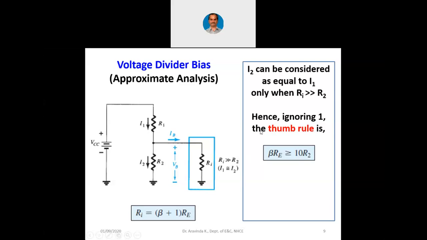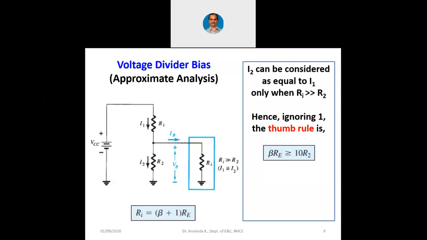So remember this: if at all we have to perform an approximate analysis for any voltage divider bias circuit, then this condition must be satisfied. Beta into Re must be greater than or equal to 10 R2. When this condition is satisfied, only then does the approximate analysis hold good. Otherwise, the circuit again depends on beta. From the beginning, I have been telling that we want a circuitry where we can ignore beta, we can ignore IB, we can ignore the effects of temperature, and we can ignore the changes in VBE.